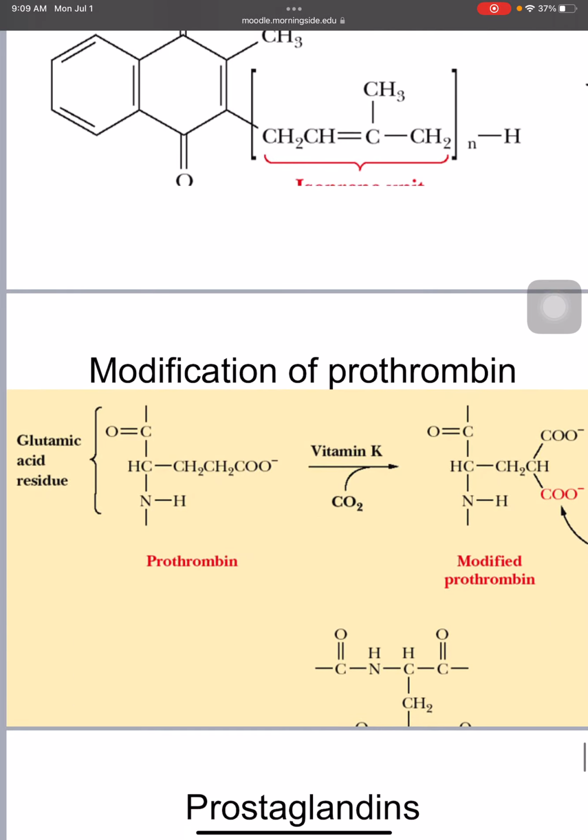This picture shows what vitamin K acts upon. Basically, it's going to act on the glutamic acid residue of a prothrombin, and it essentially adds a carboxylate group. You can see that one of the middle carbons in the glutamic acid residue of prothrombin now has two carboxylate groups instead of just one, and that allows it to bind to calcium.